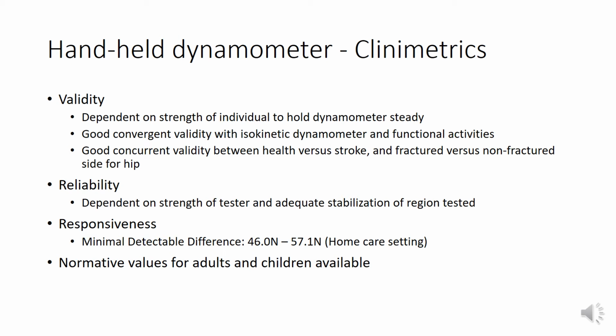The reliability of the handheld dynamometer can be variable and is dependent on the local procedures used to test muscle strength. For example, all types of reliability are improved if adequate stabilization of the region tested is achieved. With regards to responsiveness to change, the minimal detectable difference is between 46 to 57.1 newtons of force in the home care setting. The good thing about handheld dynamometers is the availability of normative values that you can use to compare your patient's results with the general population.